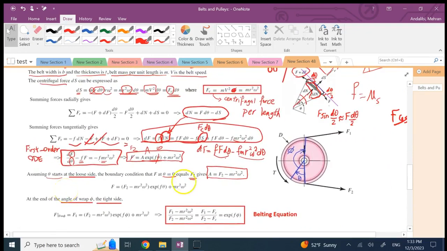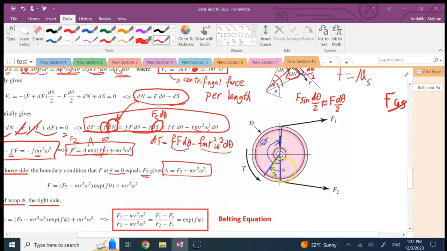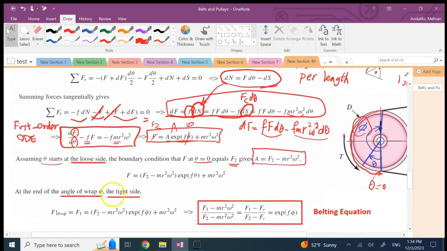And let me show you that over here too. So this is the pulley, and this is basically the direction of torque that is applied on the driven pulley. And this is the slack side. This is what? The tight side. And at theta equals 0 here, F equals F2. At theta equal phi, where phi is the entire wrap angle, F equals what? F1. And then between these two, F is constantly what? Changing, okay?